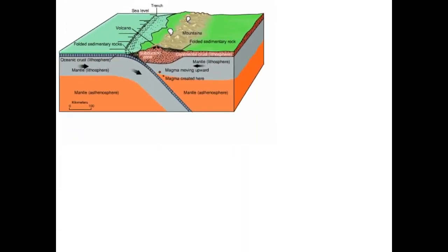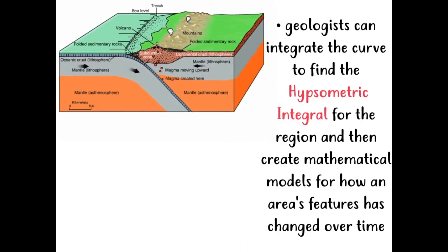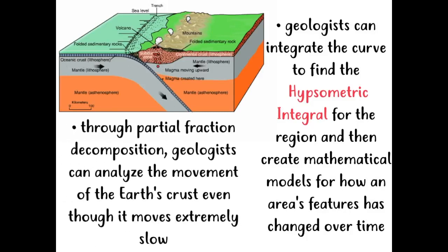Geologists can then integrate the curve to find the hyposymmetric integral for the region and then create mathematical models for how an area's features has changed over time. So, as shown, through partial fraction decomposition, geologists can analyze the movement of the Earth's crust even though it moves extremely slow. Let's move on to a different topic.